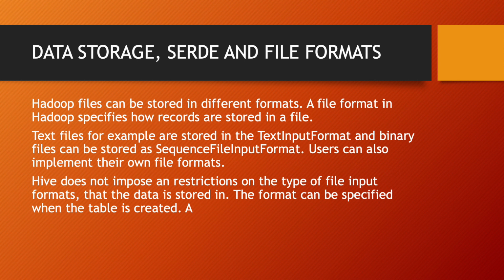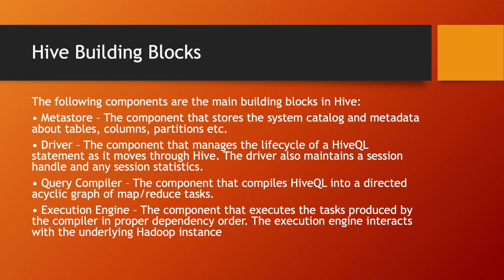Hadoop files can be stored in different formats. A file format in Hadoop specifies how records are stored in a file. Text files, for example, are stored in text input format, and binary files can be stored as a sequence file input format. Users can also implement their own file formats. Hive does not impose any restriction on the type of the file input formats the data is stored in. The format can be specified when the table is created.